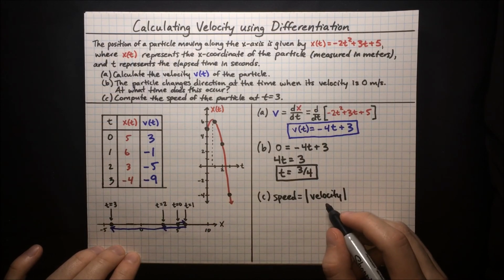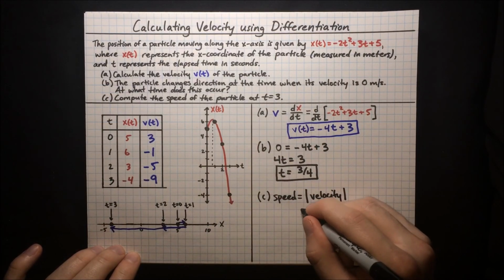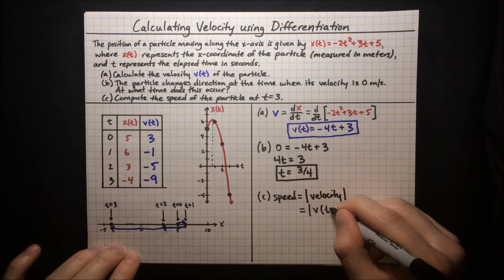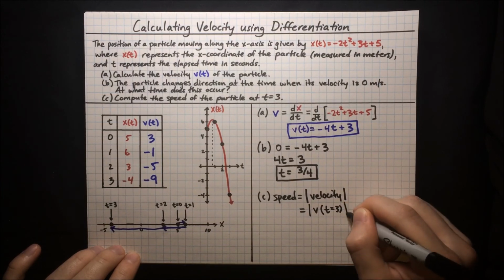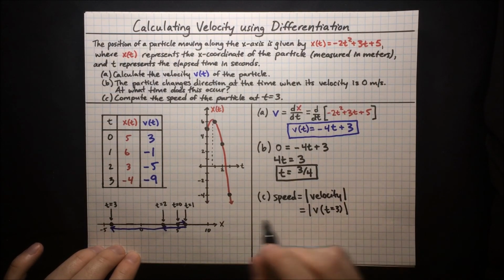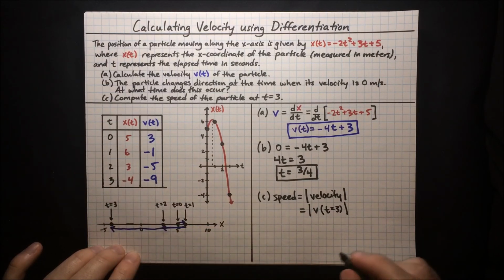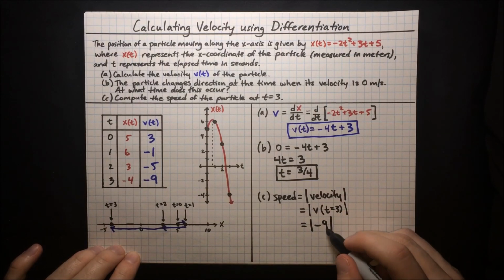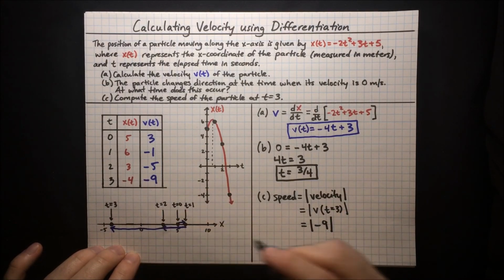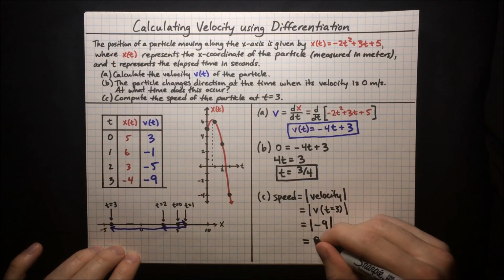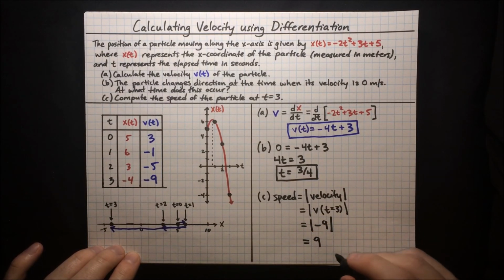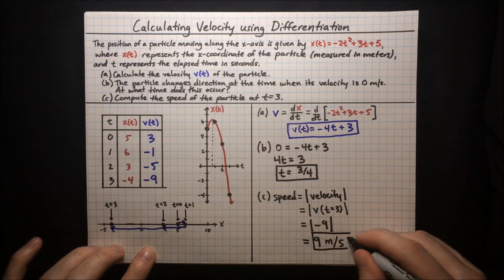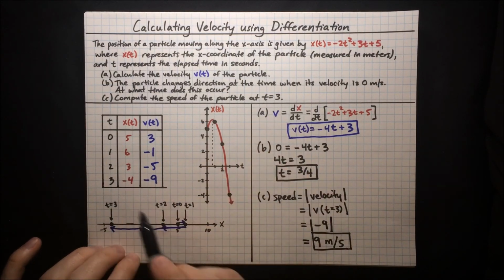So, okay, let's find this. Speed at t equals 3 is the absolute value of velocity at t equals 3. And velocity at t equals 3, well, we've got it right here. Velocity at t equals 3 is just -9. And we want to take the absolute value of that because we're only interested in the magnitude of this. So that's just +9. Absolute value of -9 is just +9. So the speed is 9 meters per second. That's how fast the particle is traveling at time t equals 3 seconds.